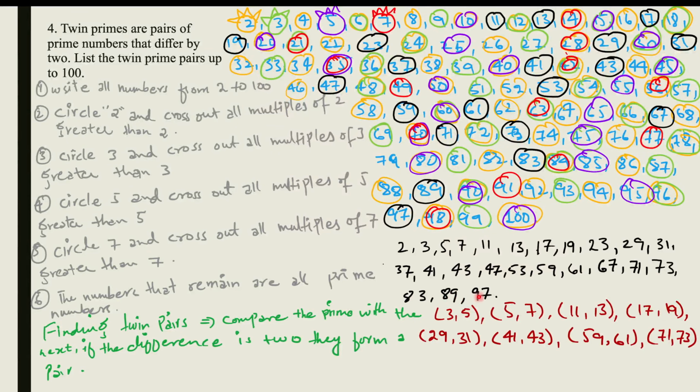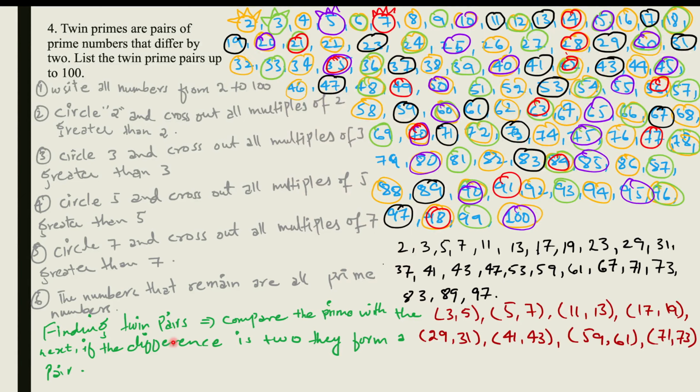83, 89 and 97: if we compare 83 with 89, the gap is bigger. If we compare 89 with 97, again the gap is bigger than two, therefore the last twin prime is 71 and 73. So in finding the twin pairs, we compare the prime with the next prime number. If the difference is 2, they form a pair which is called the twin pair.